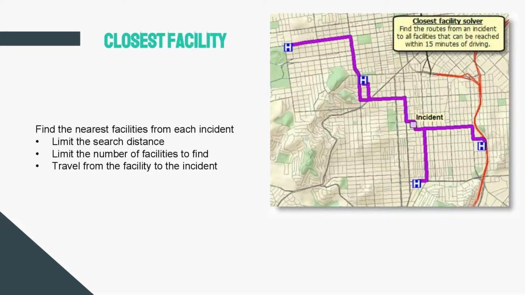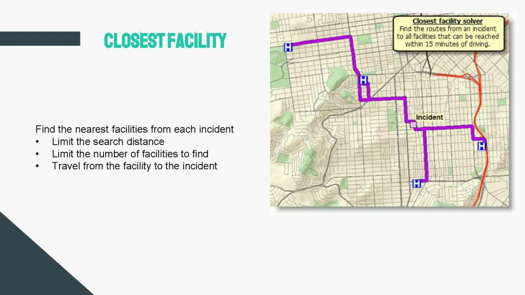Next one is the closest facility solver. Finding the closest hospital to an accident, the closest police cars to a crime scene, and the closest store to a customer's address are all examples of closest facility problems. When finding closest facilities, we can specify how many to find and whether the direction of travel is toward or away from them.